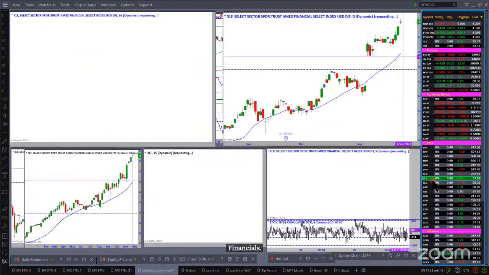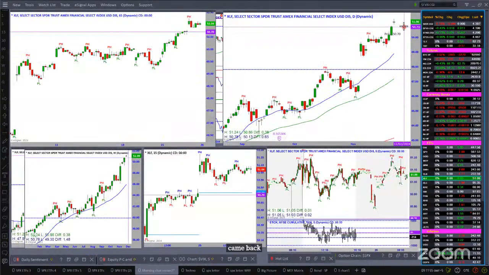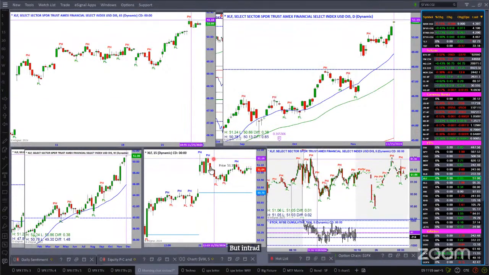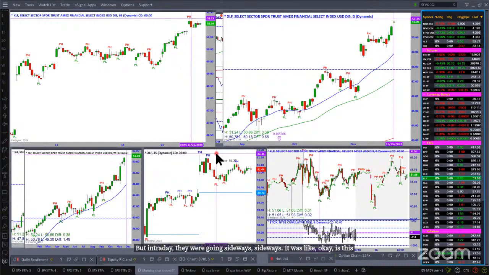Financials came back after a breakdown. I mean, they're extended short term. But intraday, they were going sideways. It was like, okay, is this going to break out? Is the market going to continue higher?